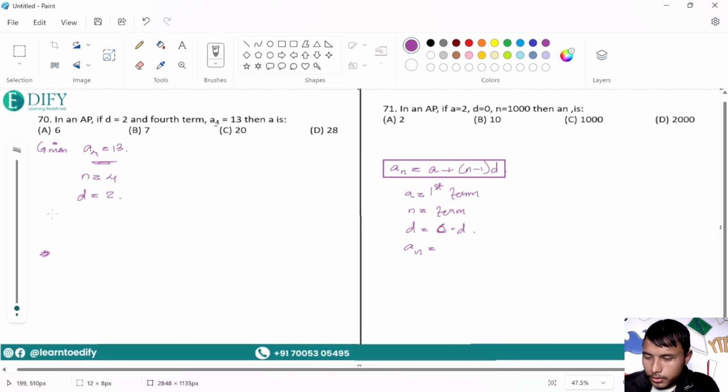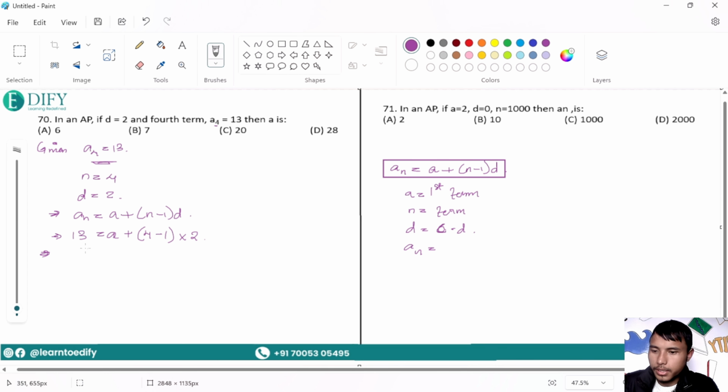Okay. So that implies, using this here, we start with an is equal to a plus n minus 1 d. So that implies an is 13, then a is what we have to find out, n is equal to 4, and d is 2. So that implies we shift from the right hand side to the left hand side and switch places.